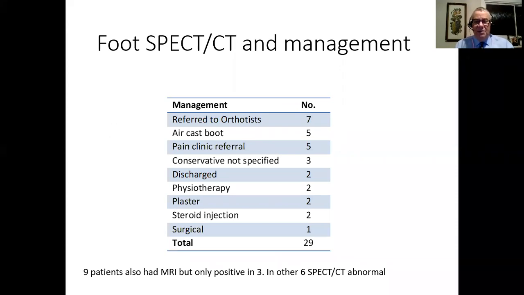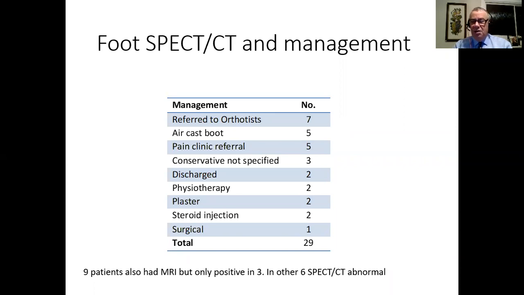So what happened to these patients? Well, interestingly, not everything did we find changed management, but in the 29 where we did, some of them went off to an orthotist, mainly to have a sort of shoe put on. Even those with stress fractures, they don't treat the stress fracture. What they do is they try and get the person to wear better shoes that support the foot. And you're meant to just take some pain relief and walk until the bone strengthens up.